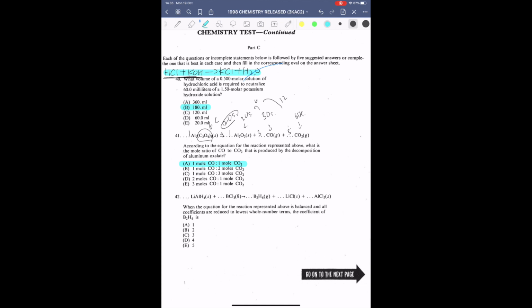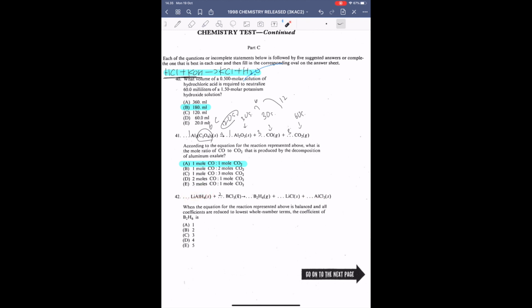Number 42. When the equation for the reaction represented above is balanced and all coefficients are reduced to the lowest whole numbers, the coefficient of B2H6 is... So this is basically just balancing chemical equations. Now we can see that because there's B2H6 here, we need to put a 2 here. But now we see that there are H6 here, but there's just H4 here, right? And there are no more H's here.